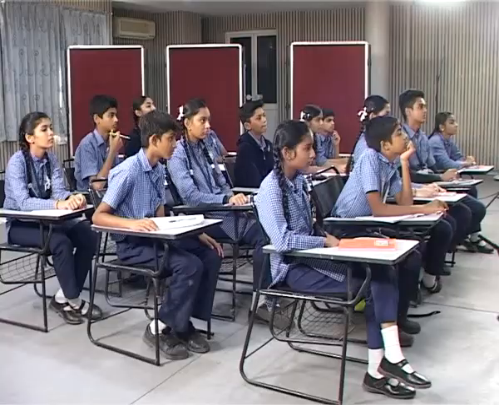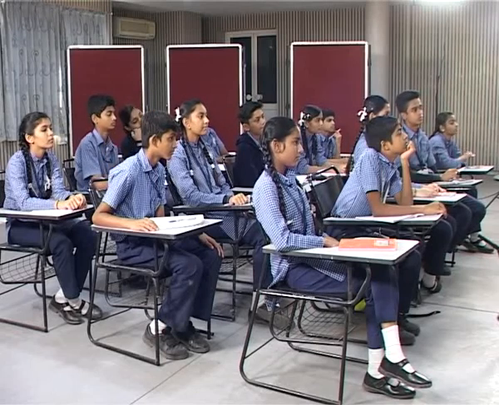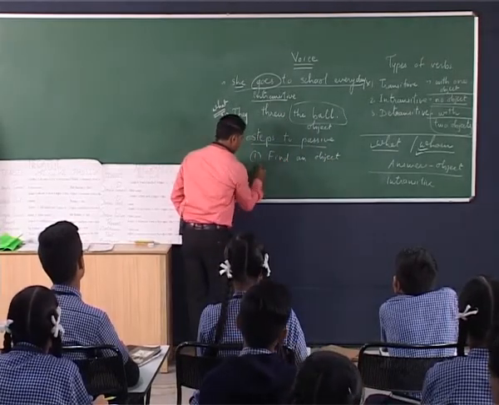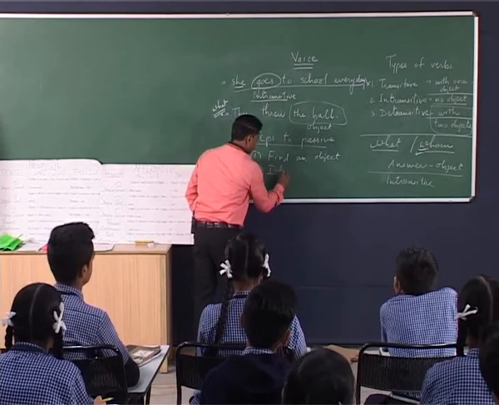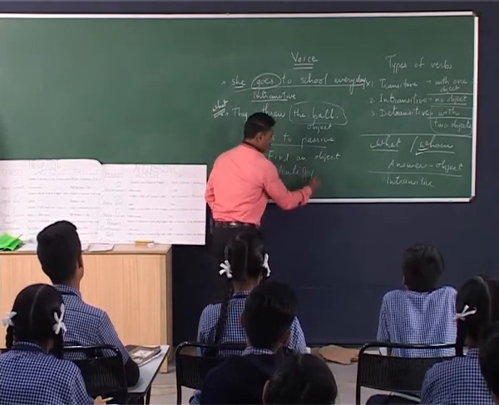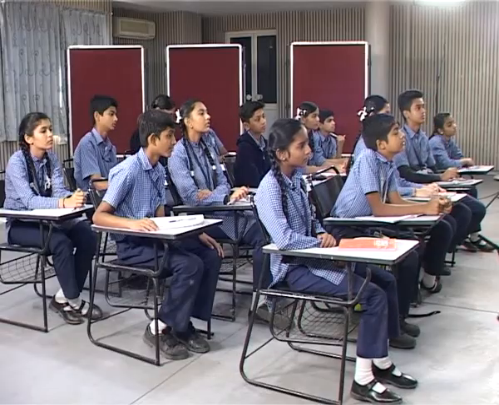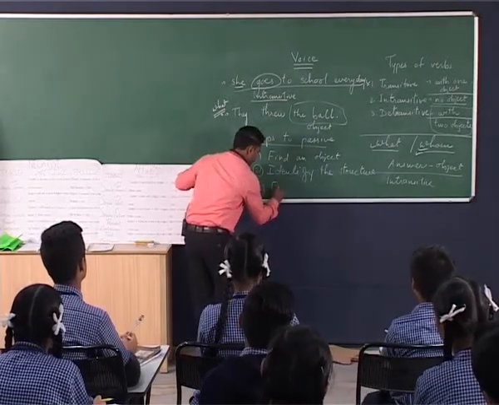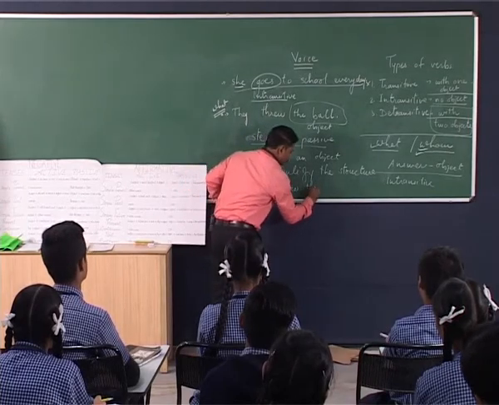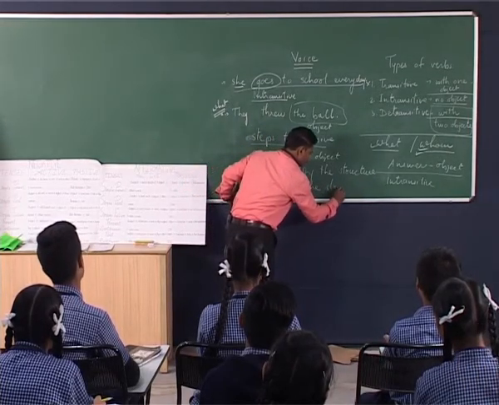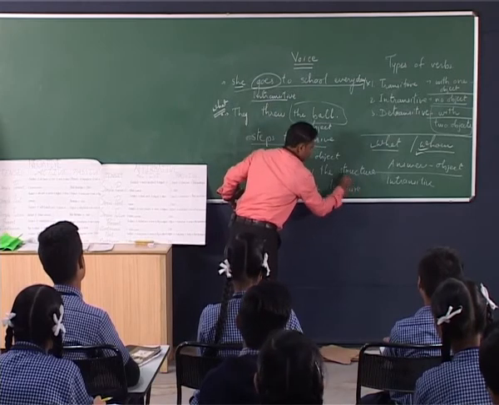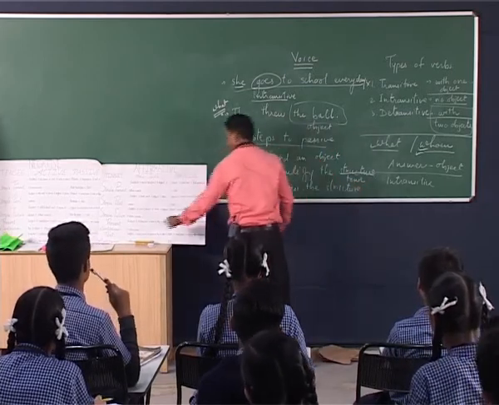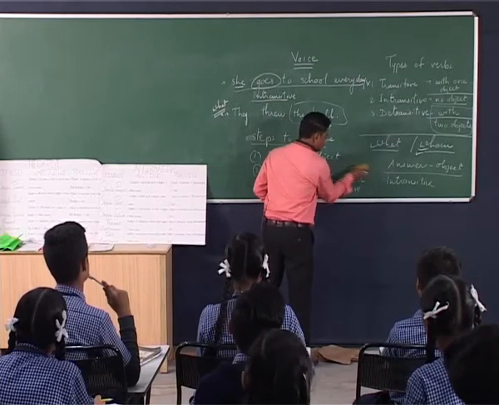Steps to passive. There are three steps. First step is you have to find an object. Second step is you have to identify the structure. And the last step is you have to follow the structure. Structure in the sense of tense also. You have to identify which tense this structure belongs to.